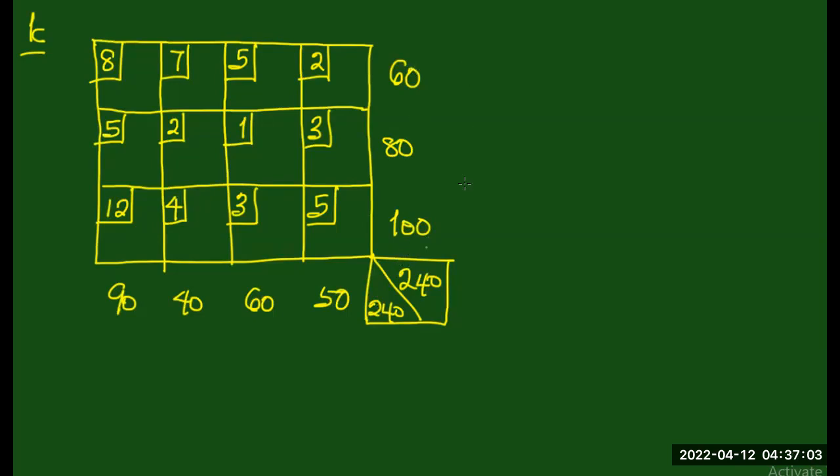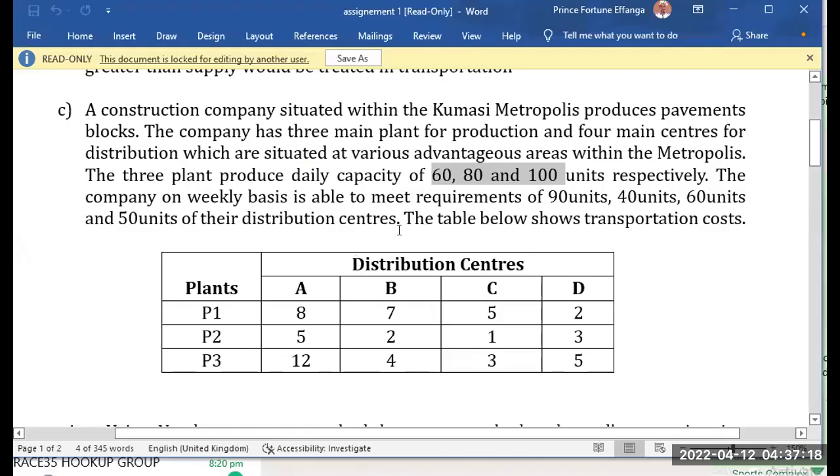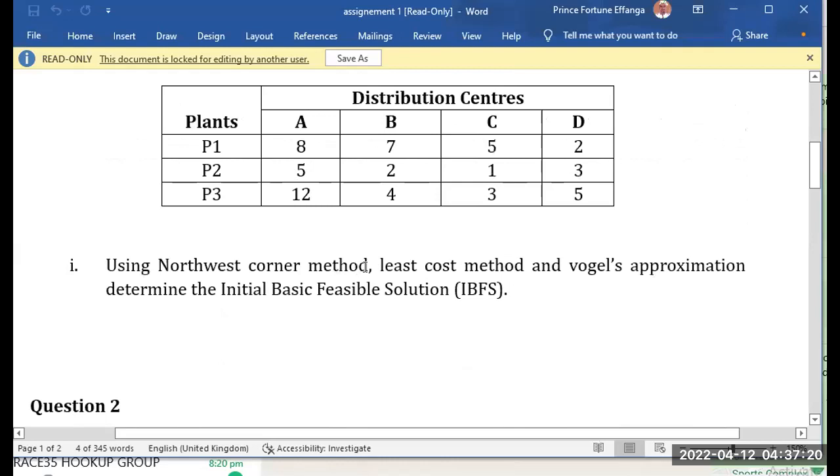Okay. So the first part we want to use, which method are we using first? We're told to use the northwest corner method. So the northwest corner method is what we actually mean. This is the northwest corner.